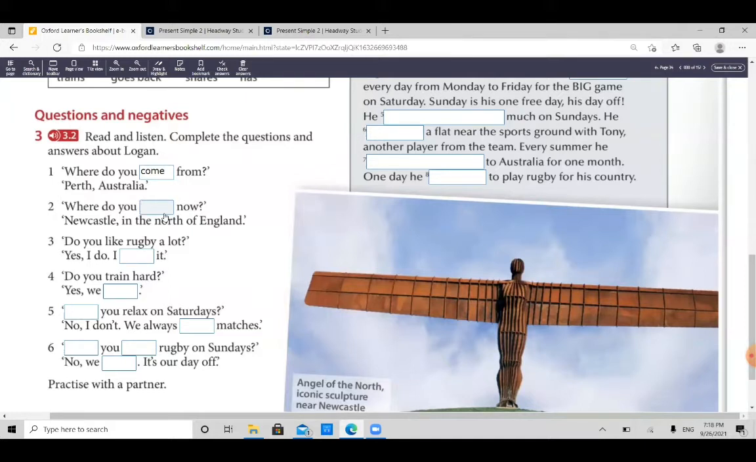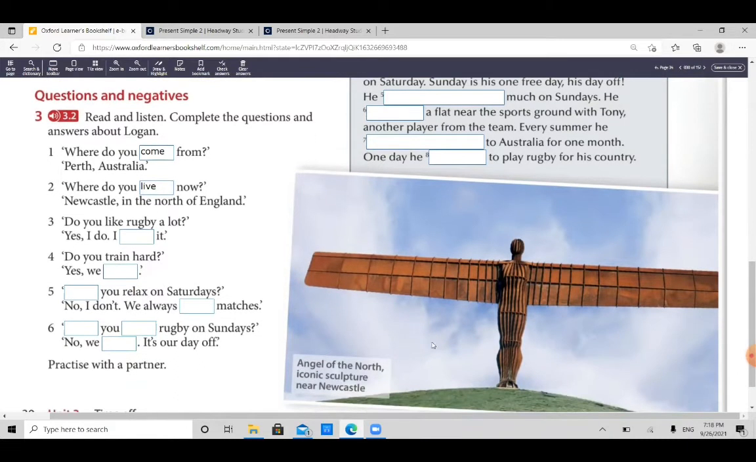Yes, Shahad. Thank you, Abdurrahman. Where do you live now? Yes, where do you live now? Thank you. Number 3, Mona. Do you like rugby a lot? Yes, I do. I like it. I like it or I love it. If you want to give a stronger feeling, you can say I love it.